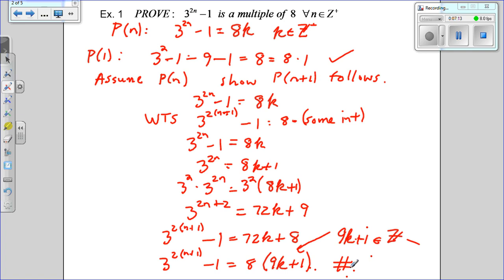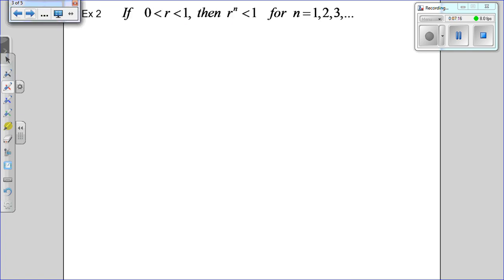Okay, let's try another one here. Look what we're trying to prove. If r is a real number in between 0 and 1, then r raised to the nth power, where n is a positive integer, will be less than 1.